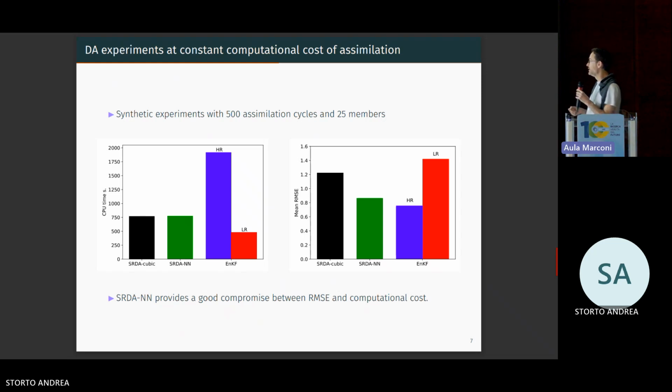Now, if we consider the mean RMSE over the 500 assimilation cycles minus the spin-up period, we can see that the EnKF in high resolution has the smallest RMSE, while the EnKF in low resolution has the largest. In between, we have the SRDA cubic and neural network. In particular, in the case of the SRDA neural network in green, the RMSE is close to that of the EnKF in high resolution. So the conclusion is that the SRDA neural network provides a good compromise between the RMSE on one hand and the computational cost on the other hand.